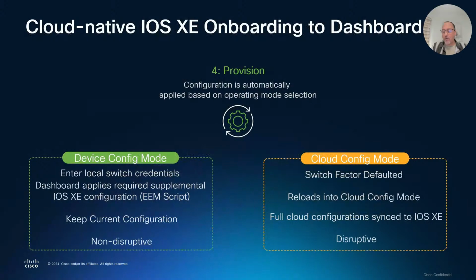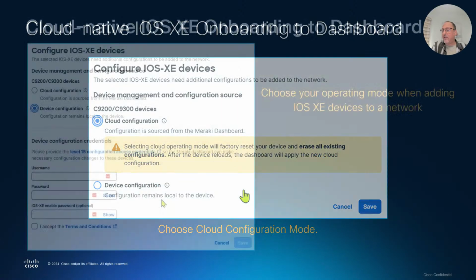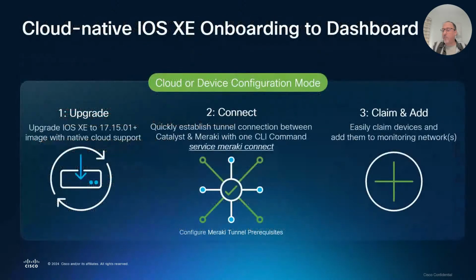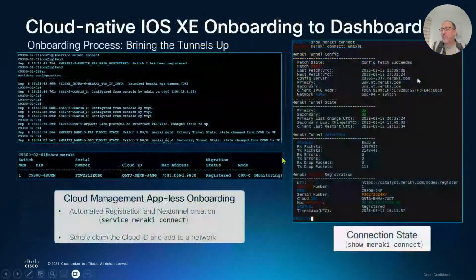And then we get to step 4. Let me go back real quick to the first 3 steps, just so you can remember. The first step was to get the native IOS XE code to 17.15.3 or above. Then you're going to do the prerequisites for the tunnel. Then you're going to bring up the tunnel with Service Meraki Connect. Then you're going to claim the device in Meraki and then add it to a network. And the 4th step is right here.